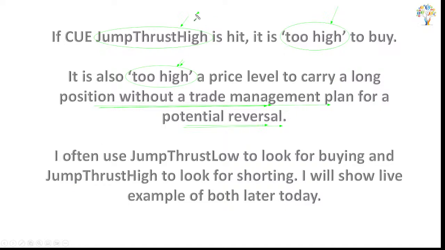So that is about jump thrust high. How high is too high? Answering that from a different angle, we could also look at jump thrust low, the opposite side, that will answer the question how low is too low. I often use jump thrust low to look for buying and jump thrust high to look for shorting. I'll show live examples of both later today: how I use jump thrust low to buy, how I use jump thrust high to short.